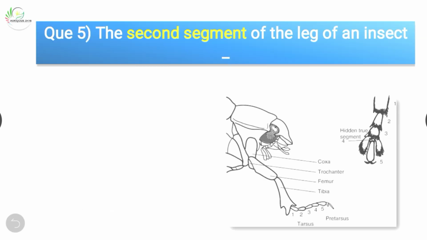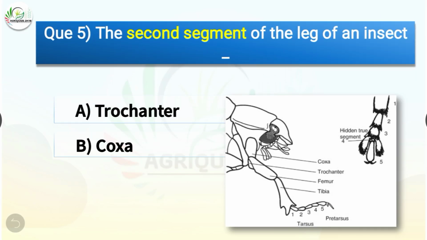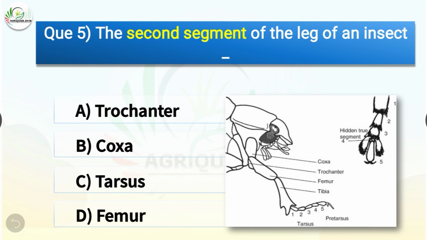Question number 5. The second segment of the leg of an insect. The options are trochanter, coxa, tarsus, or femur. The correct answer is option A, trochanter. So the second segment of the leg of an insect is trochanter, whereas the first segment of the leg of an insect is coxa. The fifth segment of the leg of an insect is tarsus, and the third segment of the leg of an insect is femur. Trochanter, the second segment of a leg, lies between the coxa and the femur.